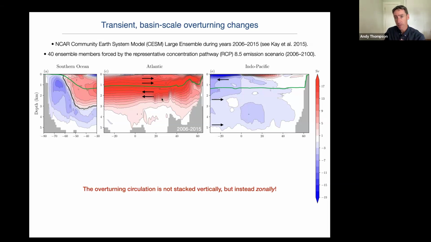And in the Indo-Pacific, you have an overturning circulation of the opposite sign, associated with bottom water coming in at these lower density classes, rising up through the stratification and flowing back out to the south. And what I'm going to argue today is that the response of the overturning circulation to a perturbation depends very strongly on this three-dimensional structure.